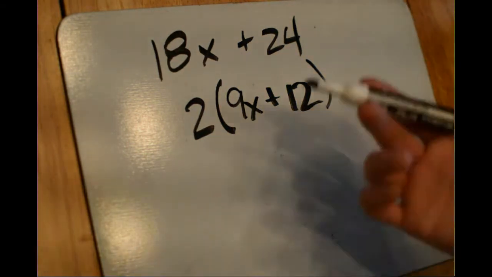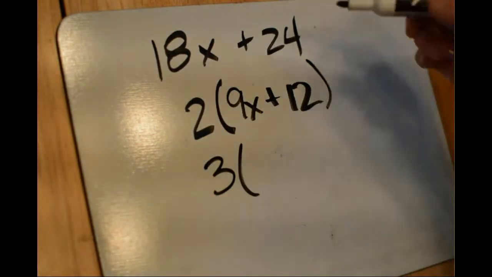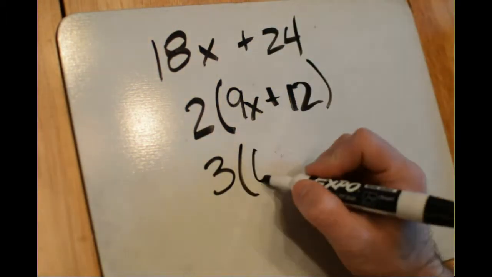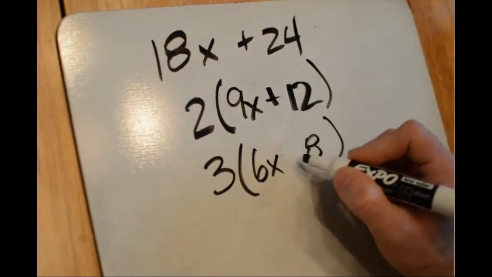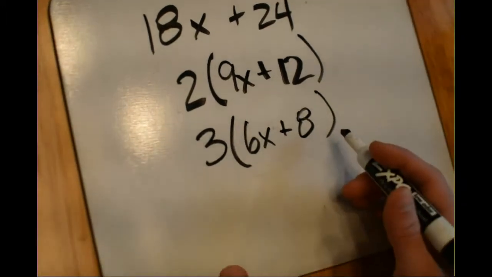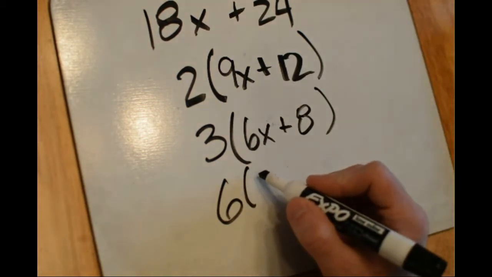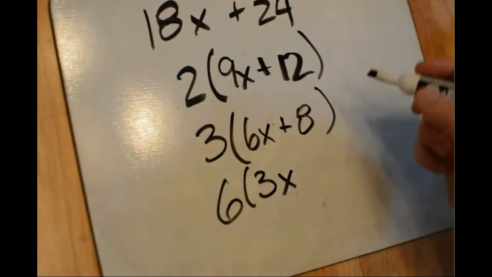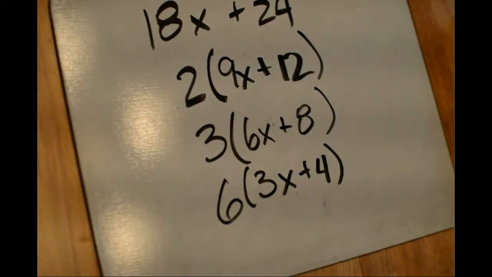Now that's not the only number that goes into 18 and 24. 3 goes into 18 and 24. So what if I divided out 3? 18 divided by 3 is 6, so the first term would be 6x. And 24 divided by 3 would be 8. So if I factor out a 3, I get 3 times the quantity 6x plus 8. What if I factored out a 6? 18 divided by 6 is 3, so we'd have 3x. And then 24 divided by 6 is 4. So if you divide out a 6, you'd have 6 times the quantity 3x plus 4.